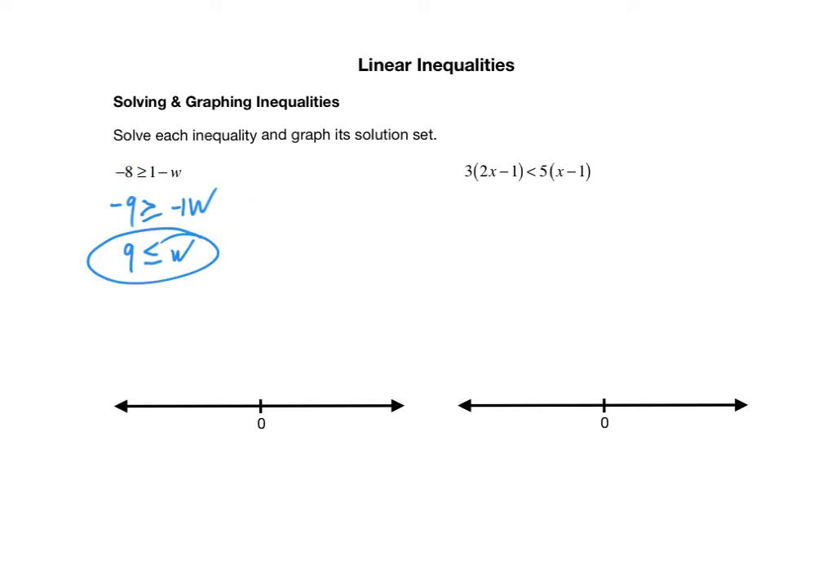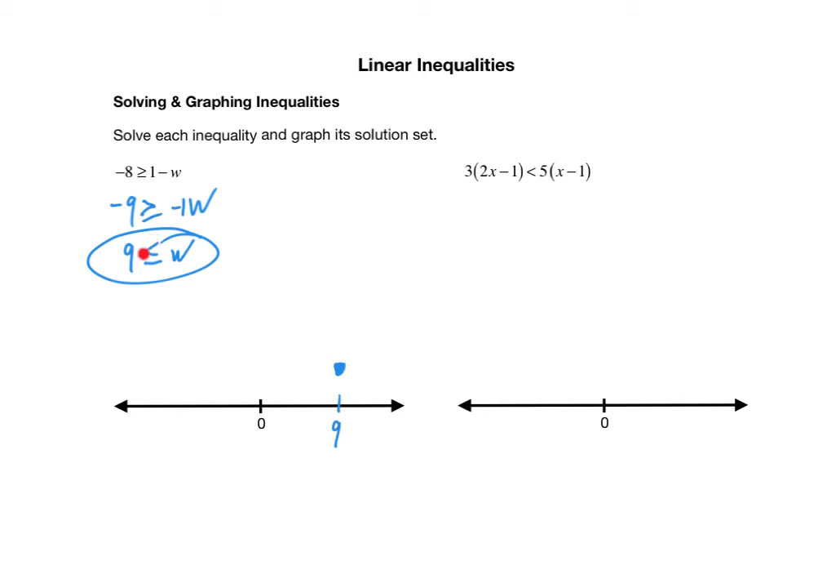Let's now graph this solution set. Of course, 9 is a boundary point, so we're going to mark down 9. And 9, of course, is to the right of 0 because it's positive. And since 9 is less than or equal to w, that means 9 itself is a solution because you have the equality there. So we're going to put a closed circle there, i.e. a filled in dot. And then where are the rest of the solutions? Are they to the left or to the right?